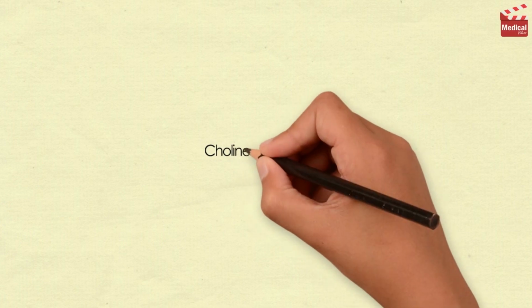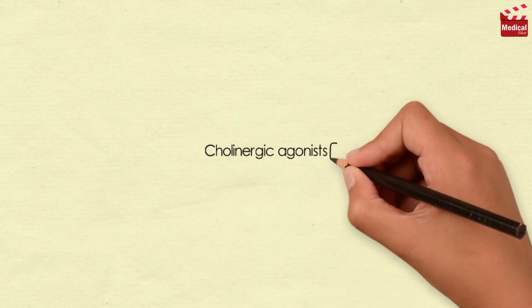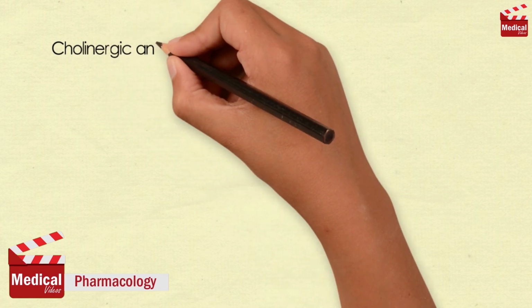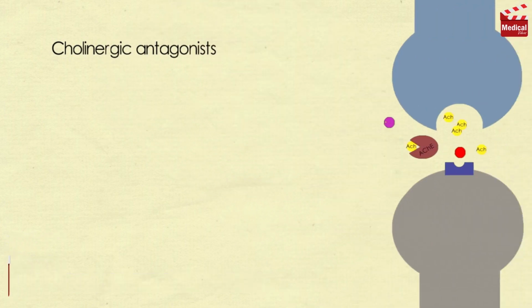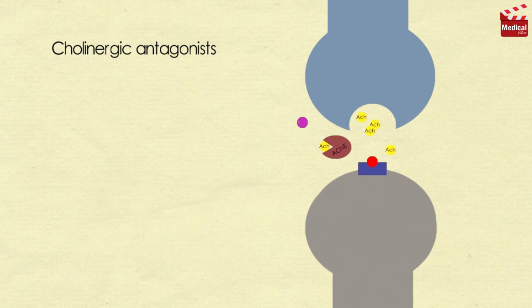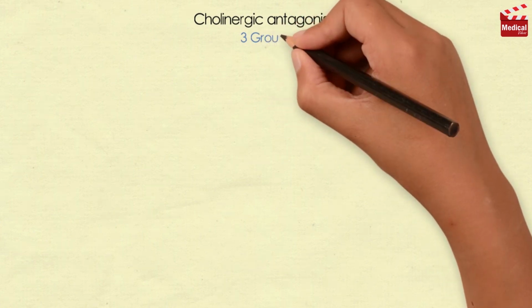In the previous lectures we discussed the cholinergic agonists. So, today we'll discuss the cholinergic antagonists. Cholinergic antagonists are those agents that bind to cholinergic receptors, muscarinic or nicotinic, and prevent the effects of acetylcholine and other cholinergic agonists. They are divided into three groups according to their sites of action.